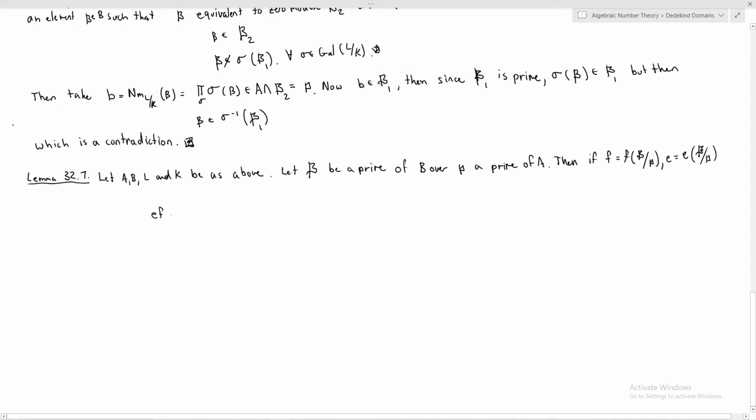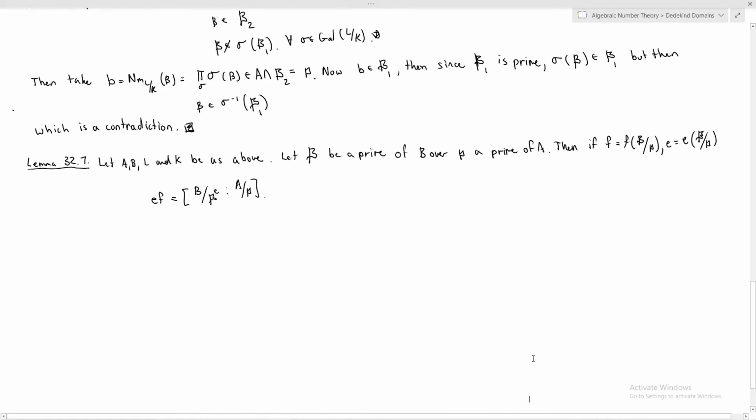If this is the case, then E times F is going to be the degree of B modulo P to the E over A mod P. So basically we're going to be able to understand a single term in the sum above, which will help us understand the entire sum.